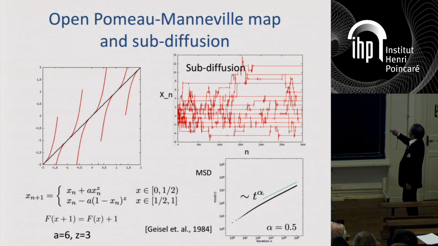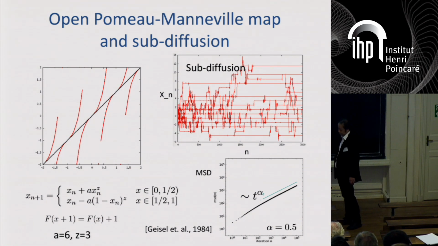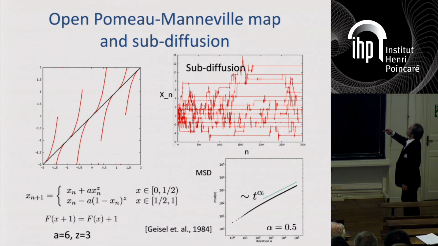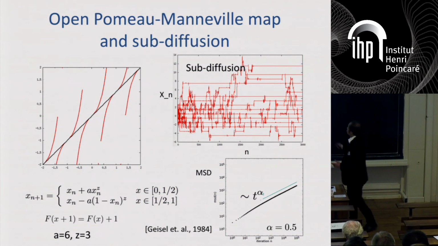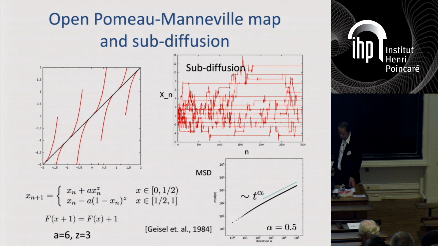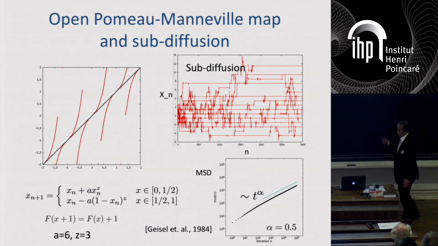And then the slope of the MSD is not linear. It's t to the alpha. This alpha is 0.5 in this particular case. The relationship between this exponent, alpha, and Z is known and analytically solved, like in Theo Geisel's work.